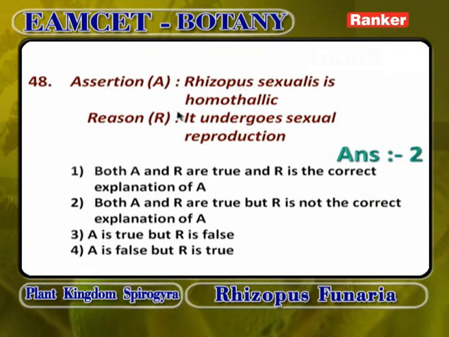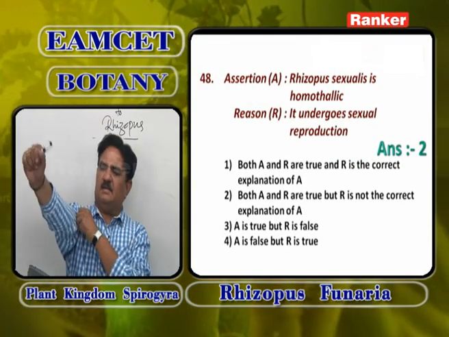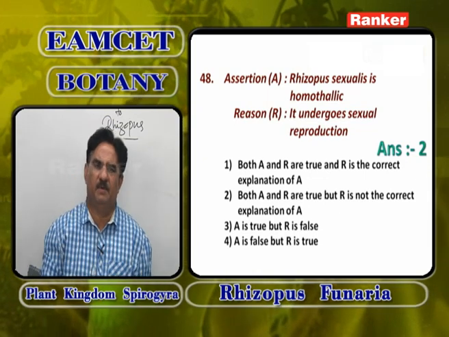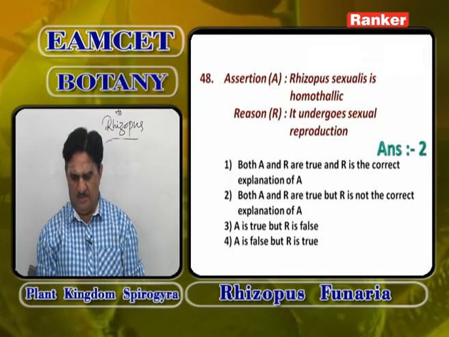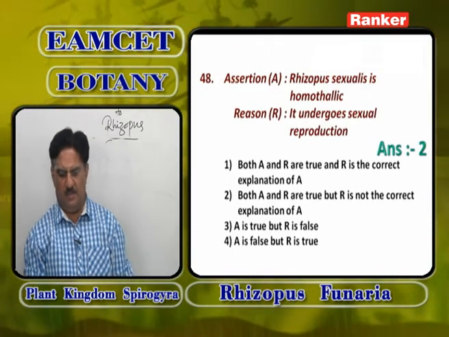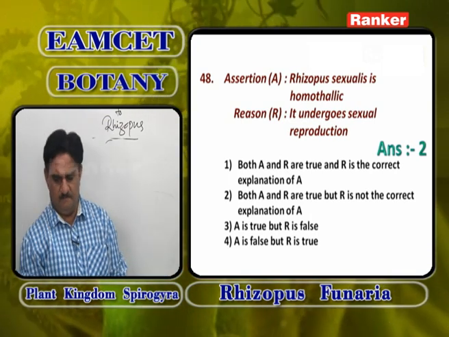Rhizopus sexualis is a homothallic species. It undergoes sexual reproduction. Both are correct, but it is not given whether it is self-compatible or self-incompatible. It is actually self-compatible, where a single mycelium is enough to complete the reproduction. So, it is not a clear explanation for the reason. Reason is not the correct explanation of assertion, but it is true. As both are correct, one is not related to the other. The answer will be both A and R are true. R is not the correct explanation of A.